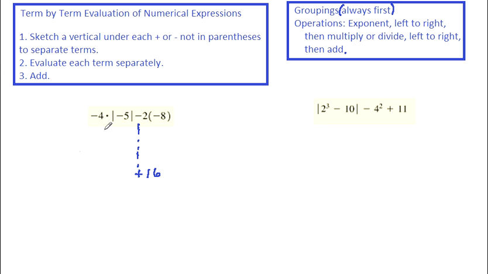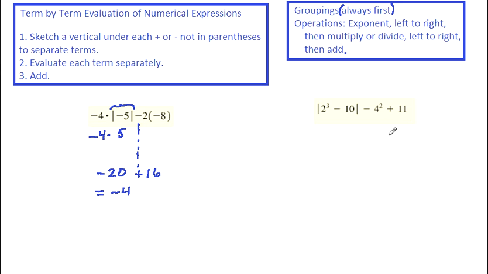Then I can go to the other part. Well, the other part has an absolute value, and absolute values are kind of like parentheses. You must calculate them and get the number value before you do anything else. It's like a grouping, but it's even more complicated than a grouping. The absolute value of negative 5 is 5. And so we have 5 times negative 4, and that's negative 20. And then our final answer, negative 20 plus 16, is negative 4.